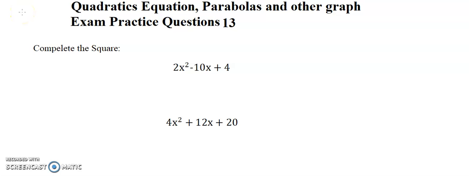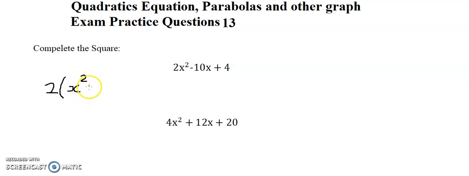Quadratic equations, parabolas and other graphs, exam practice question 13. Complete the square. The first question is 2x squared minus 10x plus 4. The first thing I can see before we complete the square is that we need to get the common factor out. So I'm going to rewrite this as 2 in brackets.